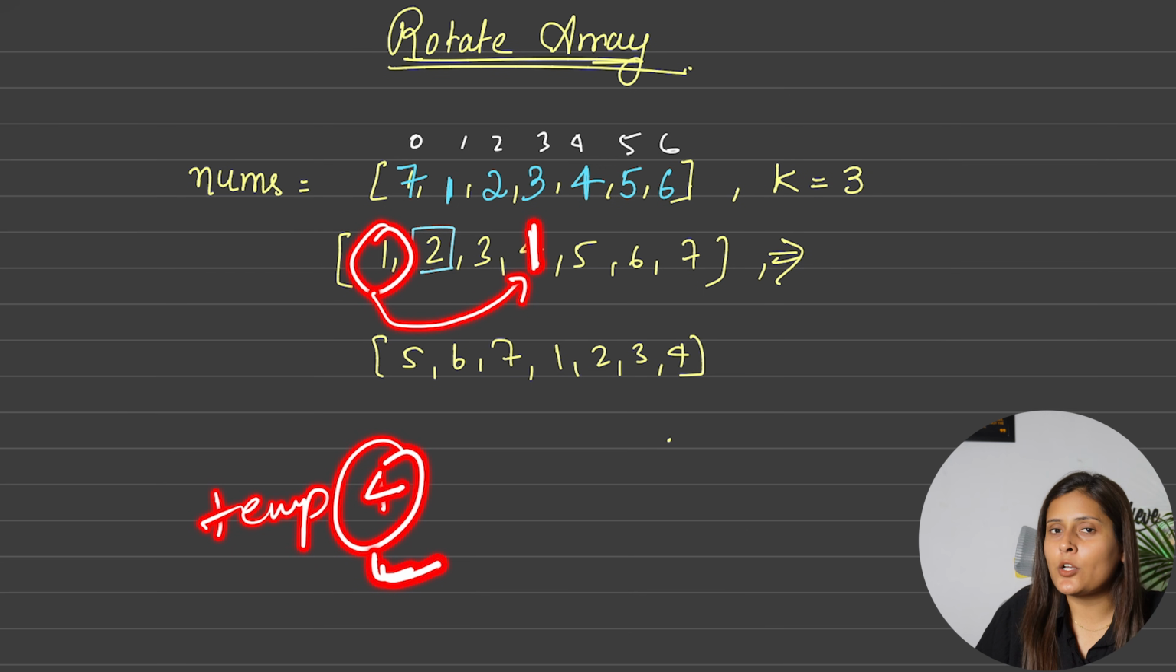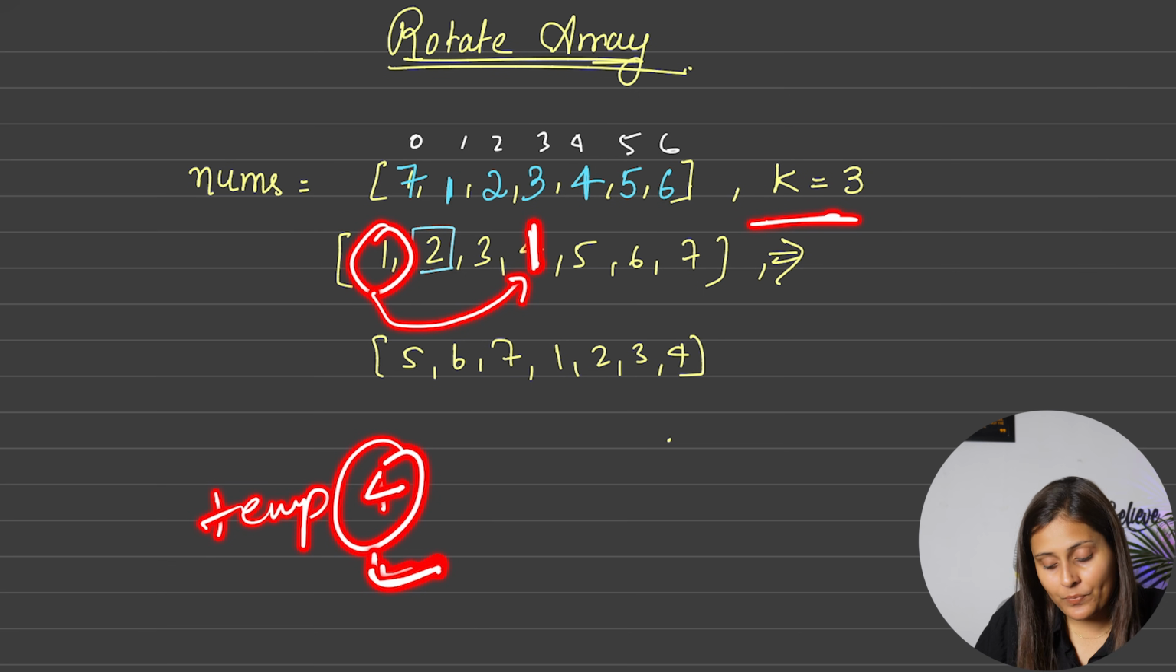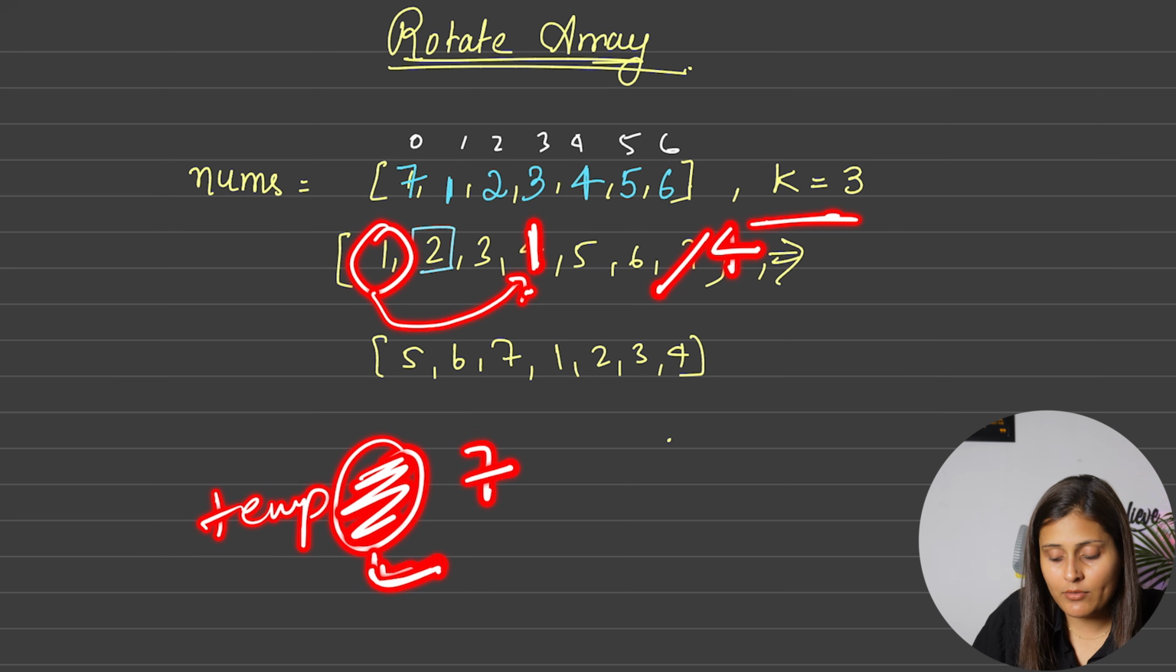So what will be the correct location for this 4? That will be nothing but the original location of this 4 plus k. Yes or no? Yes. So the original location of 4 is 0, 1, 2, 3, correct? And plus k will be 6. So hence it will come here, correct? So can I put this 4? Yes. Now in the temp variable, what will be the value? 7. So now the temp variable will have 7.